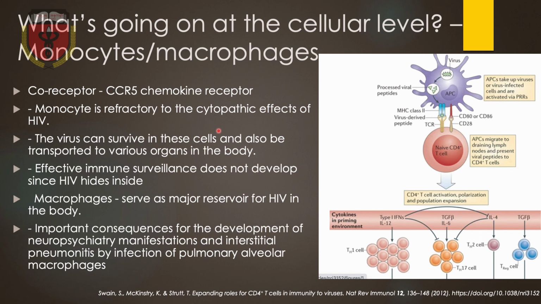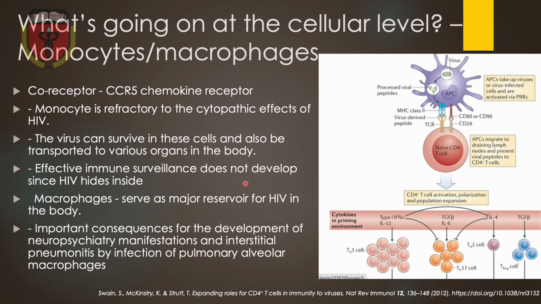So HIV loves CD4 T cells. That's why anyone with really severe, chronic HIV infection has a really low CD4 T cell count, whereas it doesn't really have an impact on monocytes. So monocytes are refractory to the cytopathic effects of HIV. And one thing is that the virus can hide in these monocytes, and they can survive in these cells, and can also be transported to various organs in the body.